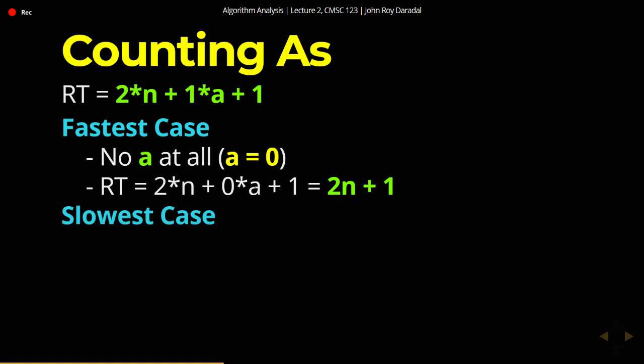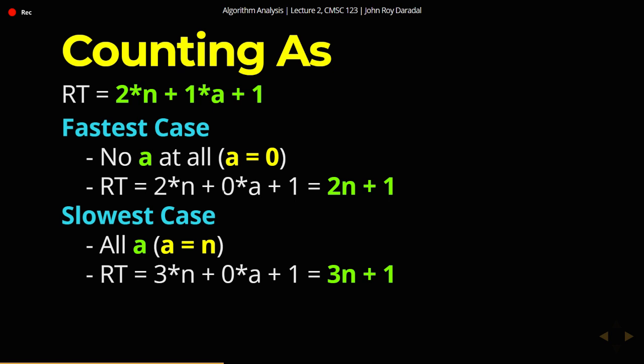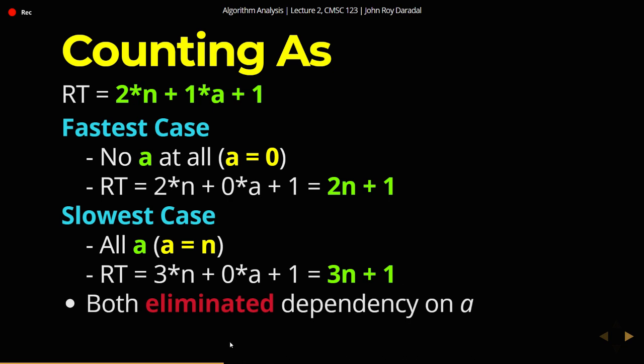How about the slowest case? The slowest case would be if the whole string is made up of A's, so all A's. That means that A is equal to n. In that case, our running time will become 3n plus 1, because if A becomes n, that becomes 2n plus n plus 1. So it becomes 3n plus 1. You'll notice that in both cases, we eliminated the dependency on A because our running time just depends on n this time. There's no more dependence on A, right?